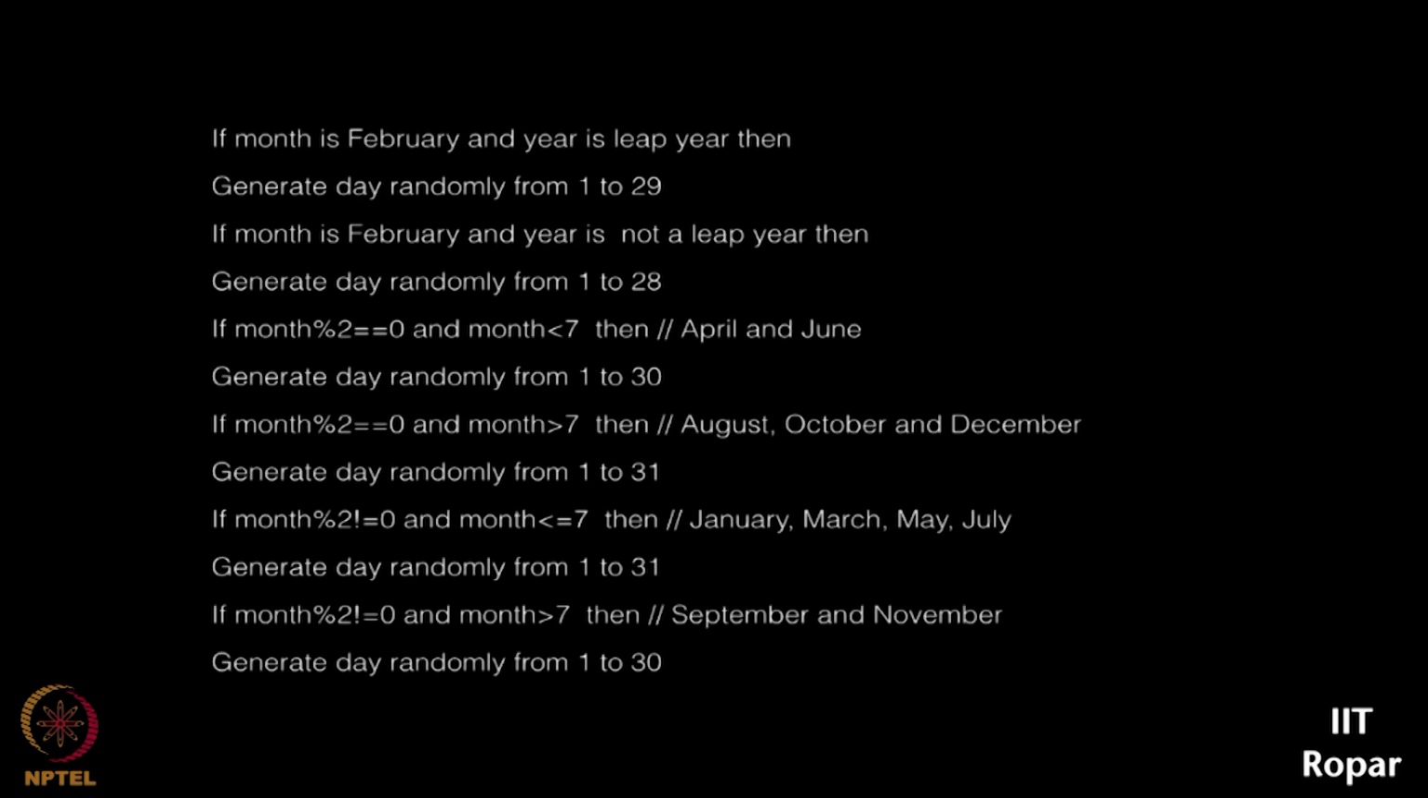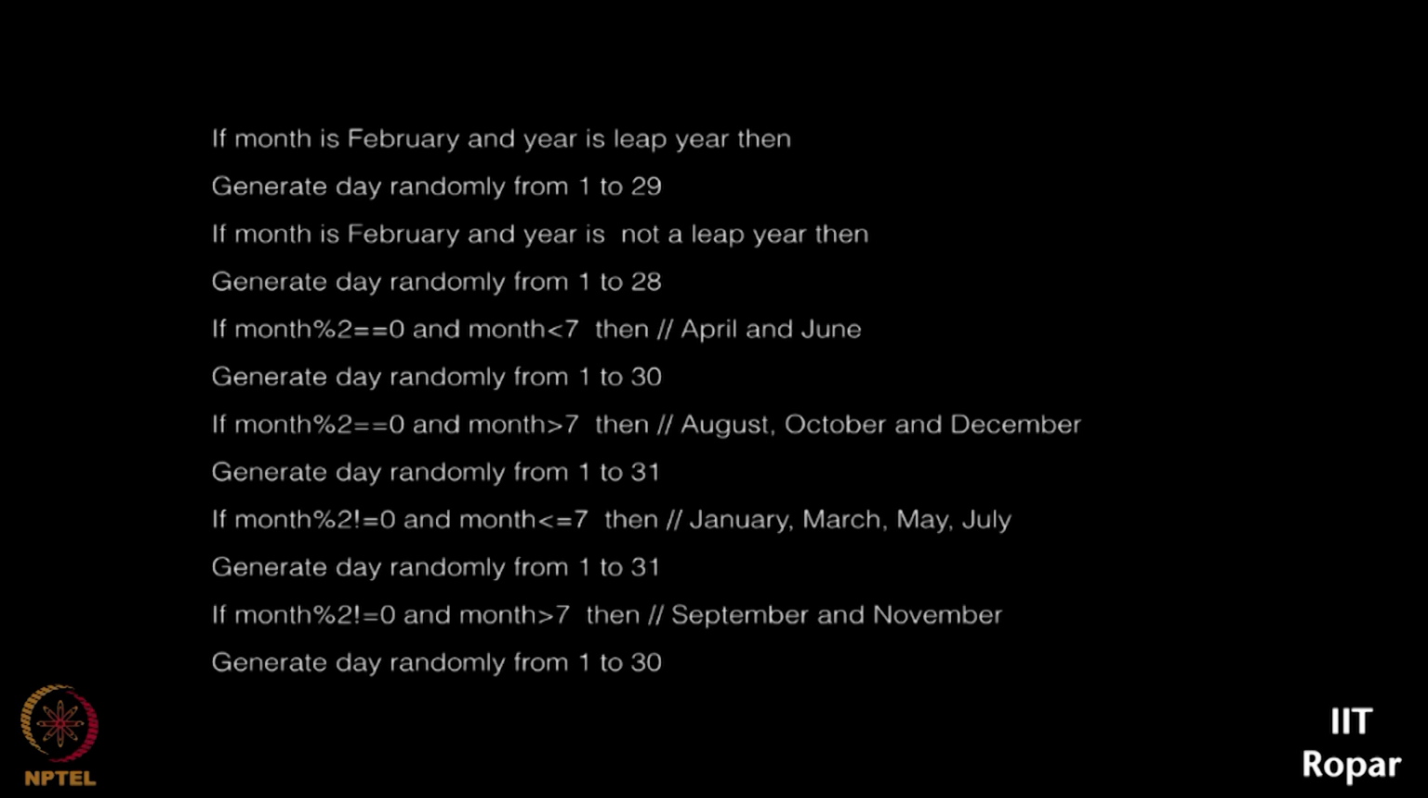If the month is February and the year is a leap year, then we have to generate the day randomly from 1 to 29. If the month is February and the year is not a leap year, then we have to generate the day randomly from 1 to 28.